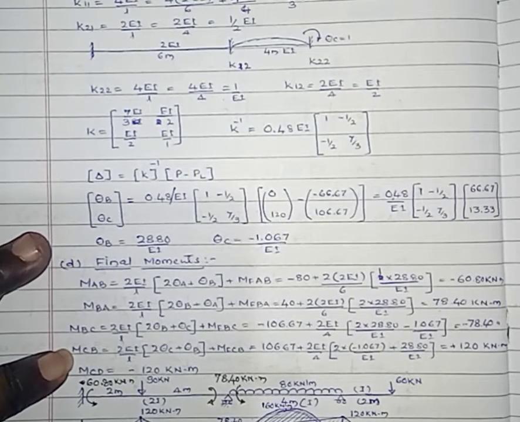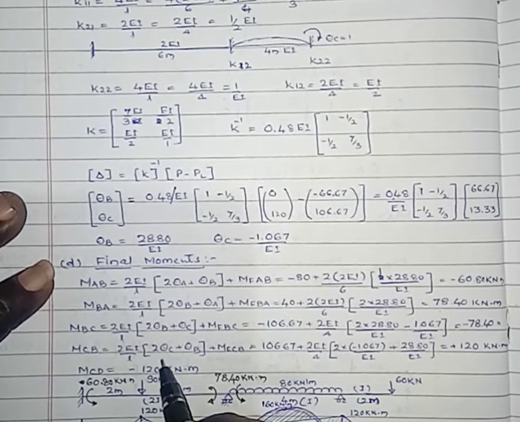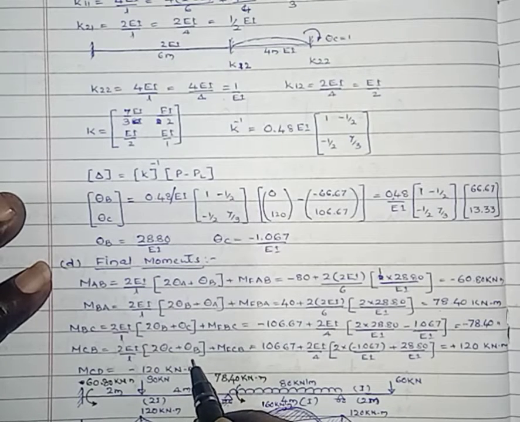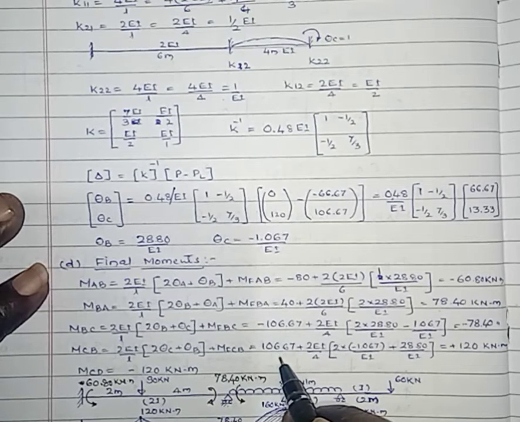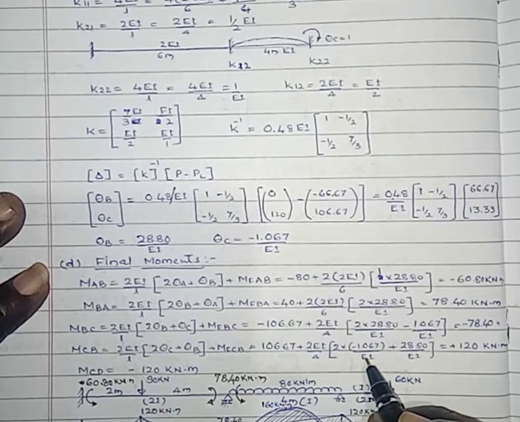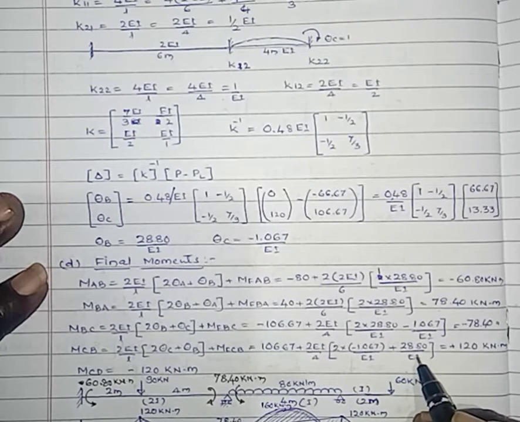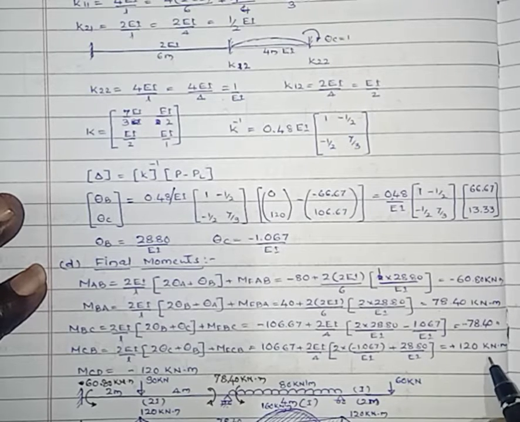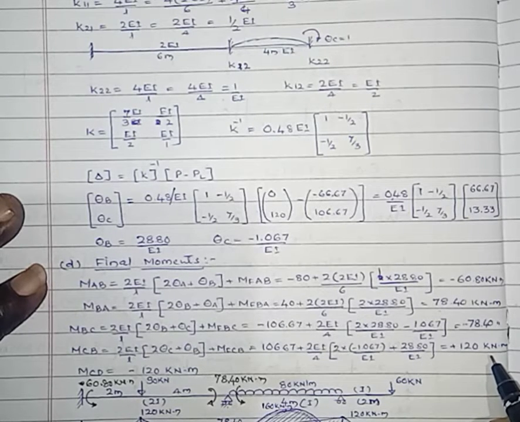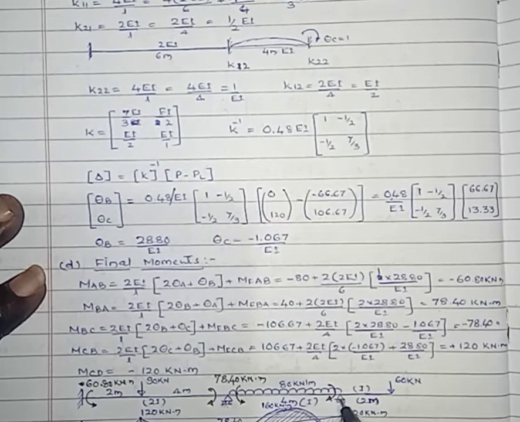MCB, that is again by using the slope deflection equation 2EI by L, the near end 2 theta C plus 1 times far end theta B, close the bracket, plus MFCB. MFCB is 106.67 plus 2EI by L is 4, into inside of the bracket 2 into theta C is minus 1.067 by EI plus 1 times theta B, that is 28.80 by EI. Then after simplification, here you will get 120 kilonewton meter, that is clockwise.